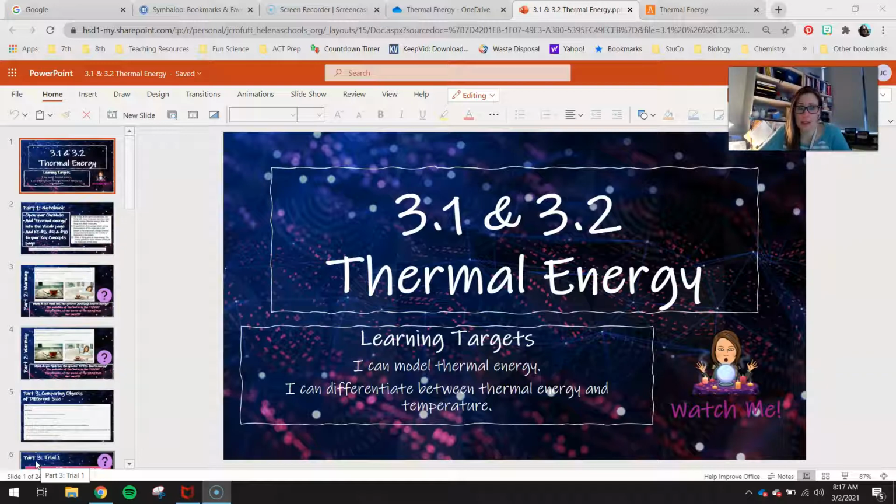Today's assignment is lesson 3.1 and 3.2, thermal energy. And your learning targets are: I can model thermal energy and I can differentiate between thermal energy and temperature. So really, those are going to be our two big concepts today, looking at what is temperature and how is it different than thermal energy. So we're going to introduce this new concept of thermal energy just here in a second.